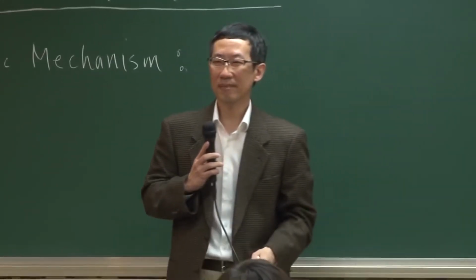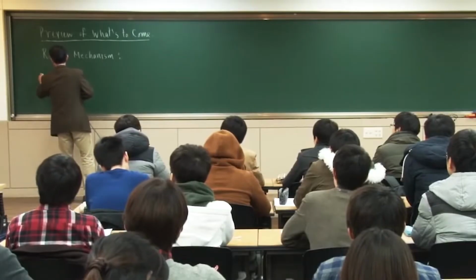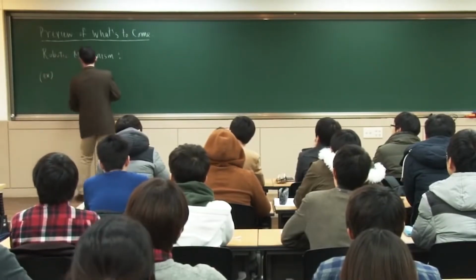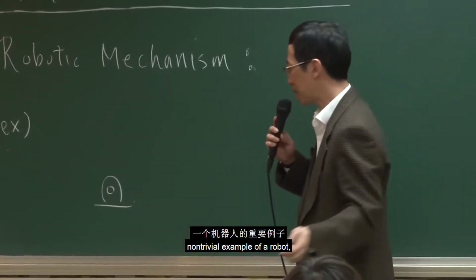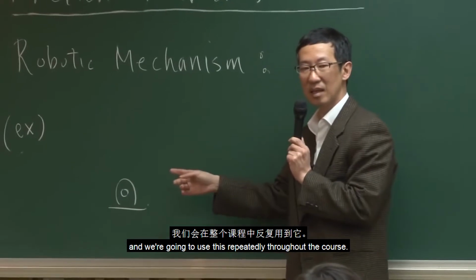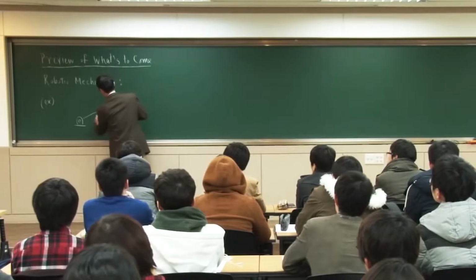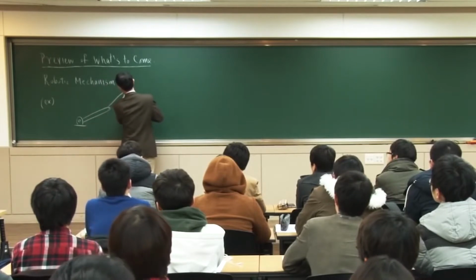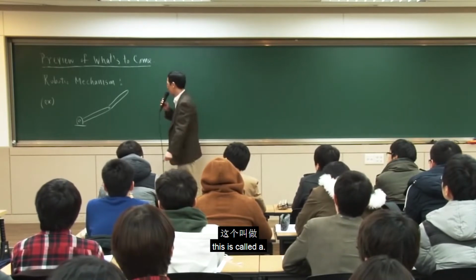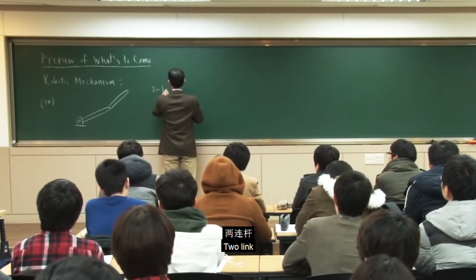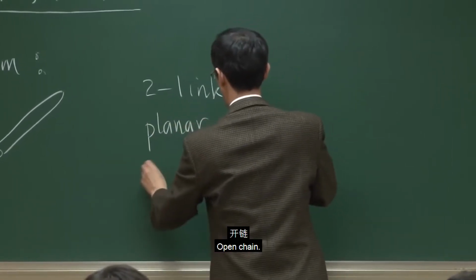All right, so let's start with a simple example. Okay, this is about the simplest, non-trivial example of a robot, and we're going to use this repeatedly throughout the course. Okay, so there it is. This is called a two-link planar open chain.